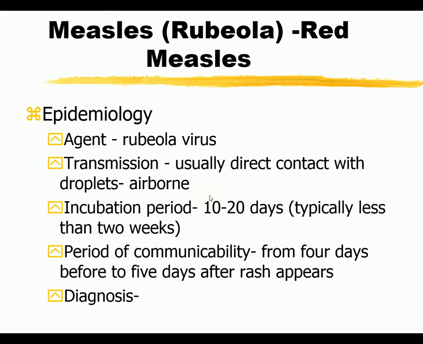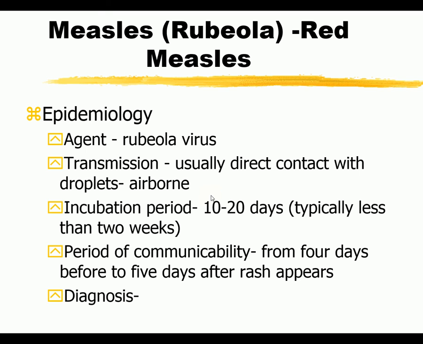Incubation period, 10 to 20 days, typically less than 2 weeks. Period of communicability from 4 days before to 5 days after the rash appears. So this one has a long period of communicability. It is the most highly contagious of all of your childhood infections. Again, it's airborne, so you have to be on airborne precautions for 4 days after the onset of the rash. Diagnosis, they can do a viral isolation if it needs to be, of your nasopharyngeal secretions, the conjunctival blood, or urine during your febrile period.